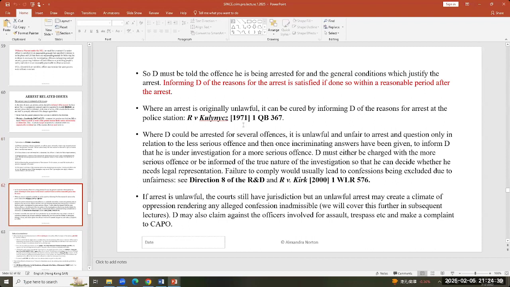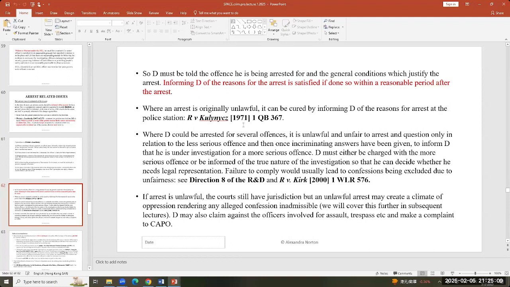But if they're not informed of the reasons for the arrest, you can cure it by informing them of the reasons for the arrest a short time later. That's the Kulinich case. And failing to inform the defendant of the true reasons for the arrest may lead to the confession being ruled inadmissible later on if the defendant makes the confession.